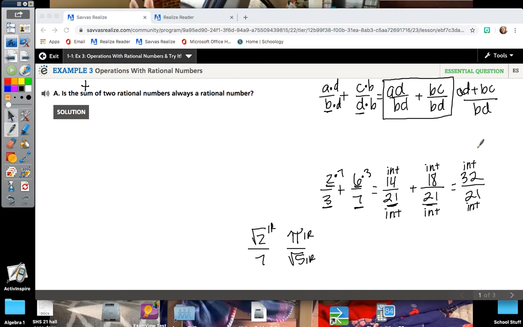Just like, take material objects for instance. If you add a pencil and bring in another pencil, you don't just magically have markers. You still have pencils. So they're always going to stay the same. It doesn't matter what the numbers are. You could put any numbers into this box. If you add a rational plus a rational number, it always stays rational.